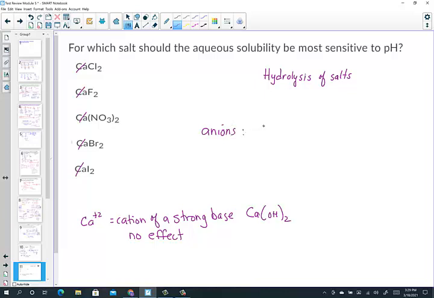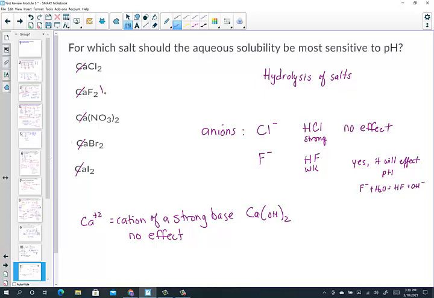The anion in letter A is chloride. It is the anion of a strong acid, no effect on pH. The anion fluoride has HF as its parent acid. This is actually a weak acid, so yes, it will affect the pH through hydrolysis. Just to remind ourselves, fluoride will undergo hydrolysis, forming its conjugate acid and making the solution slightly basic.